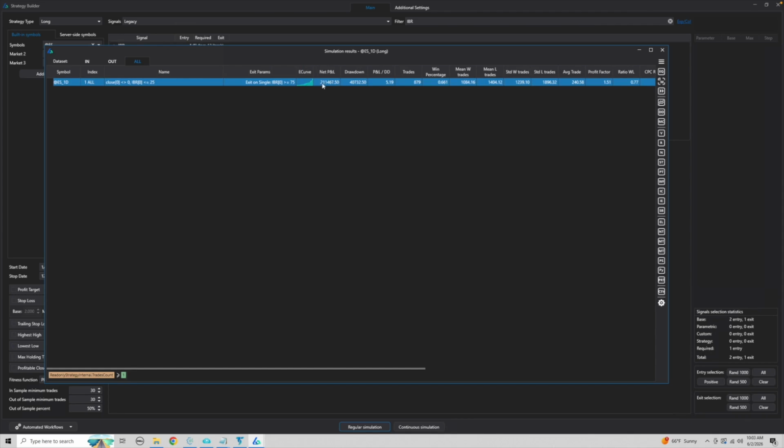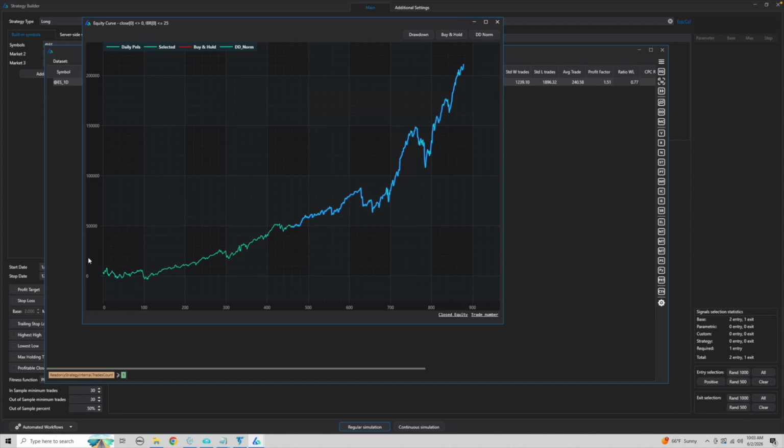We can see it's generating $211,000 with $40,000 drawdown, just about 879 trades. And we could bring up the equity curve. We can see the green here is the in sample, and the lighter blue is the out of sample. That looks really solid, and how fast we built this. Again, a very simple concept. Very typical of the ES market.